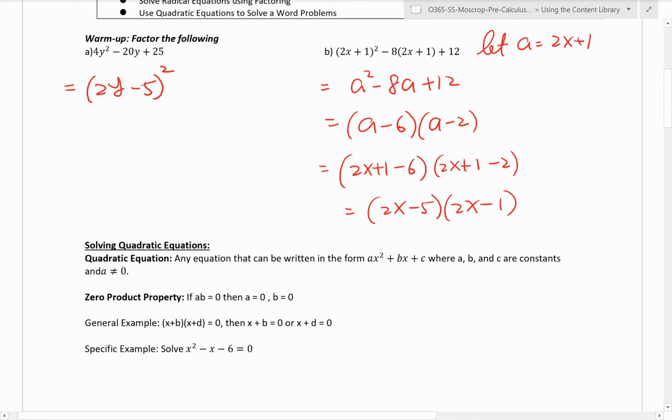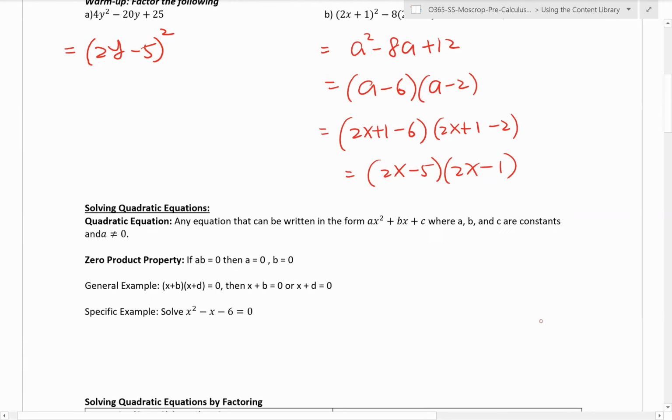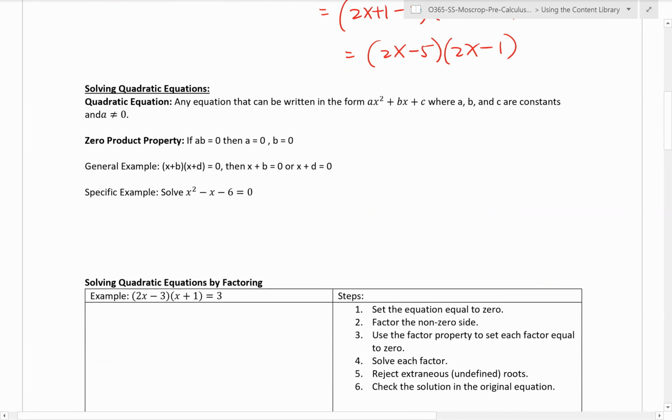Okay, so these are the answers for these two warm-up questions. Hopefully you got them right. Again, you can use any method that I showed you the other day, or if you learned some other methods, that's perfectly okay as well. As long as you can factor, it doesn't really matter which method you use. Now we are going to actually solve some equations.